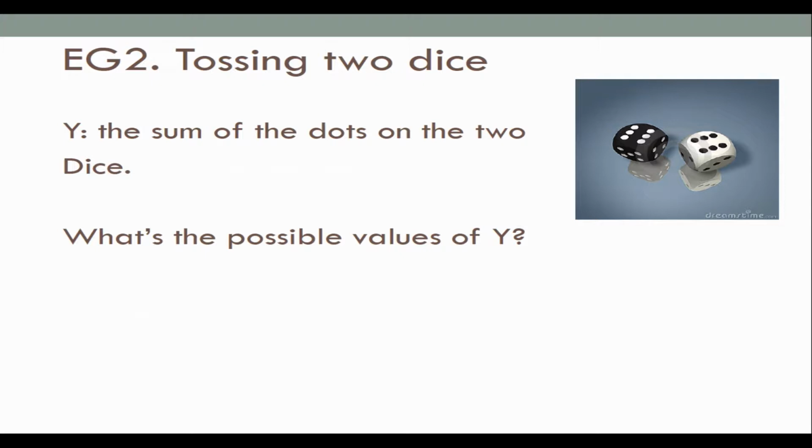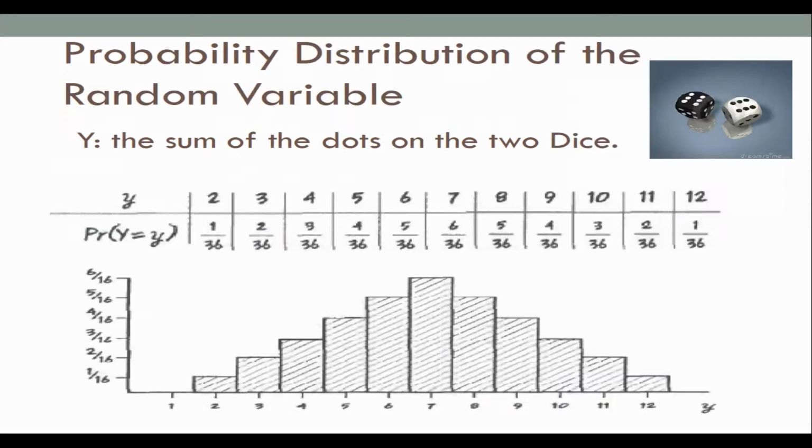The smallest possible value for Y is what? It's 2, from 1 and 1. The largest possible value for Y is 12, from 6 plus 6. So the possible values for Y are from 2 up to 12. For each one, we can look at which elementary outcomes it consists of, and then figure out the probability for the random variable Y equal to each specific value, right? For example, Y equals 2 consists of only 1 elementary outcome. Each elementary outcome has probability 1 out of 36. So the probability that Y equals 2 is 1 out of 36.